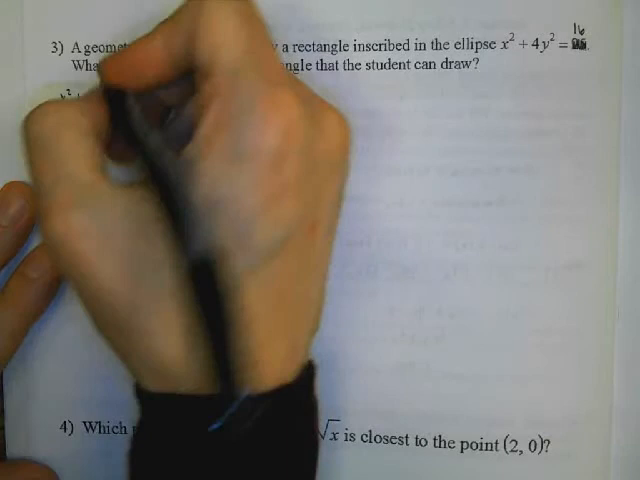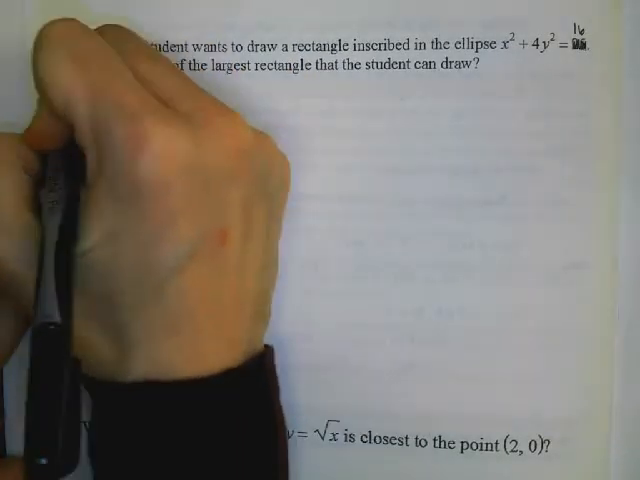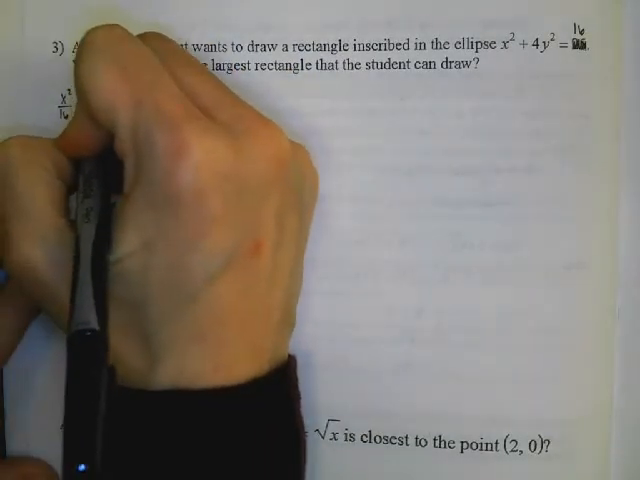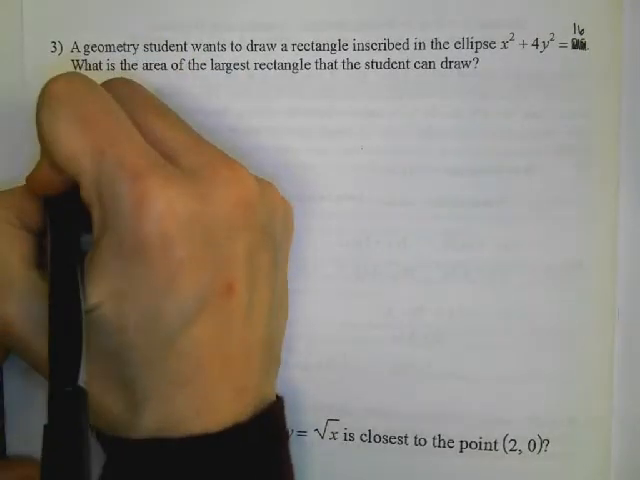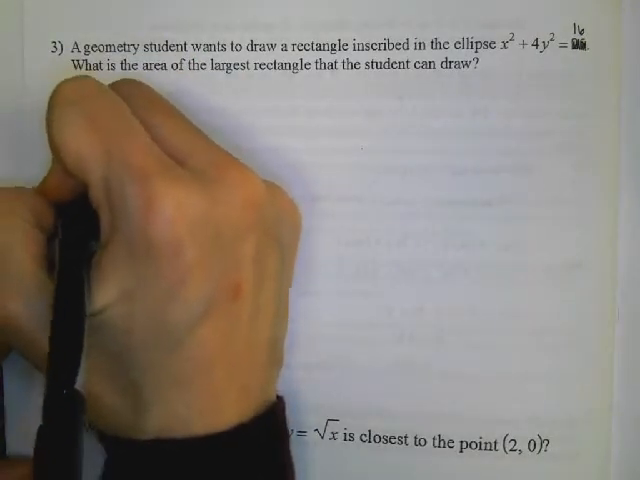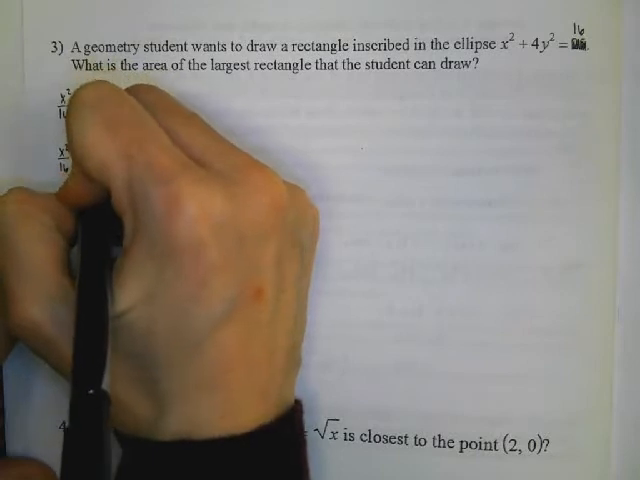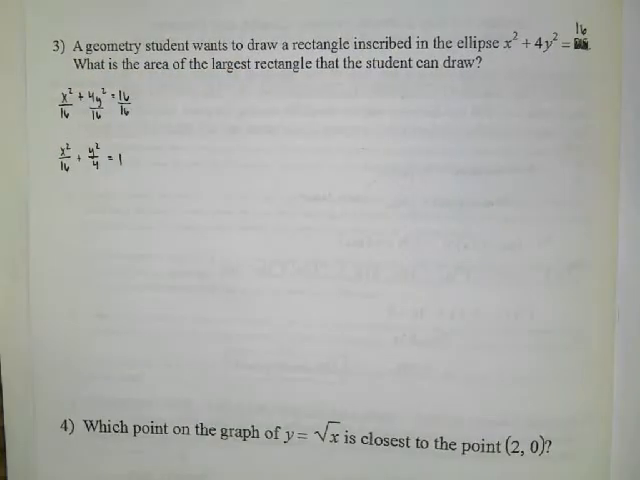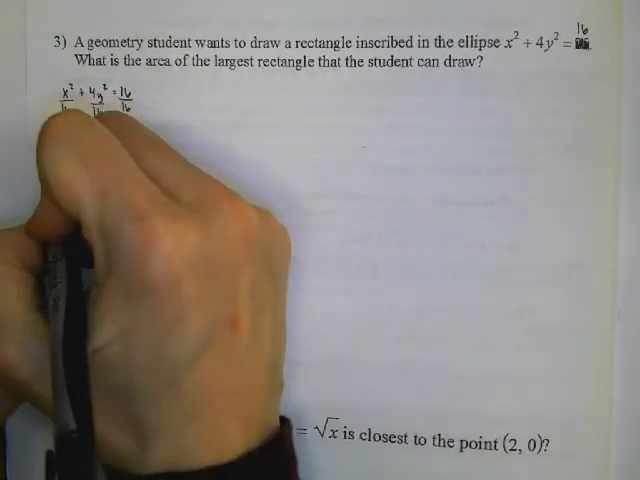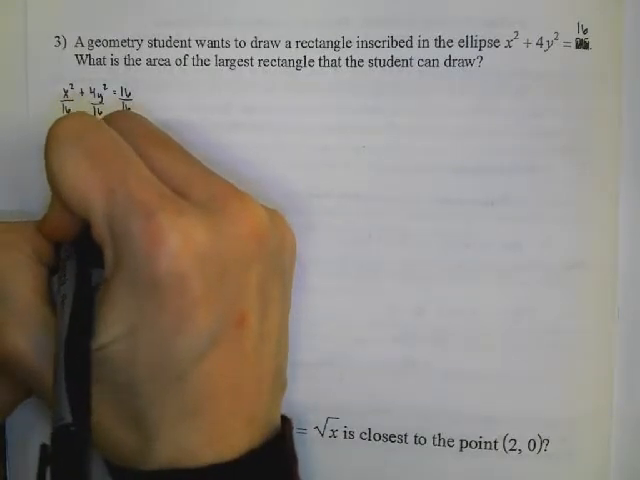So the first thing I'm going to do here is I'm going to divide by 16 everywhere. So I'm going to get x squared over 16 plus y squared over 4 equals 1. So that's kind of our standard form. So now my a squared here is 4.